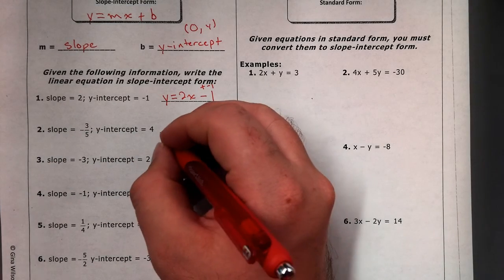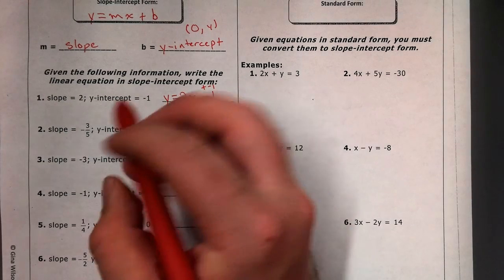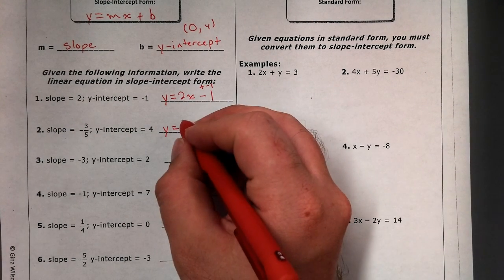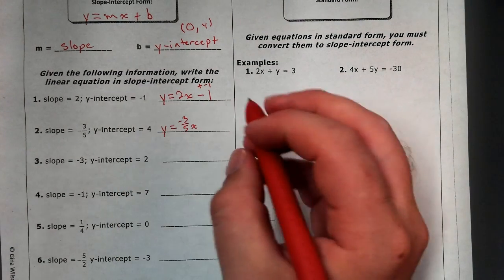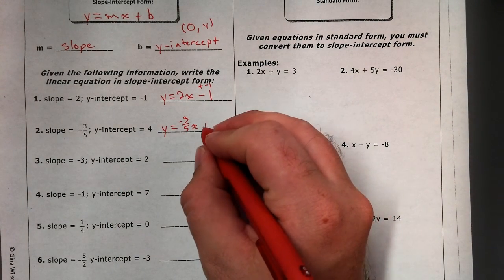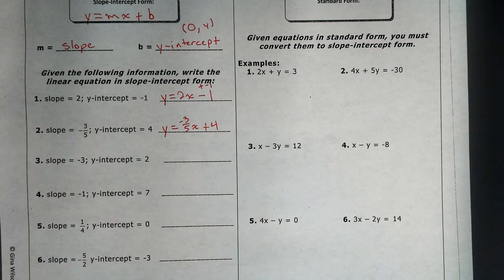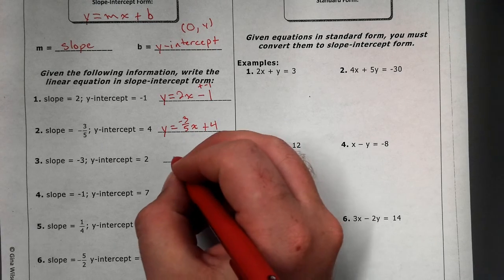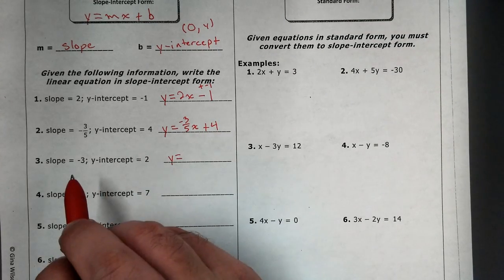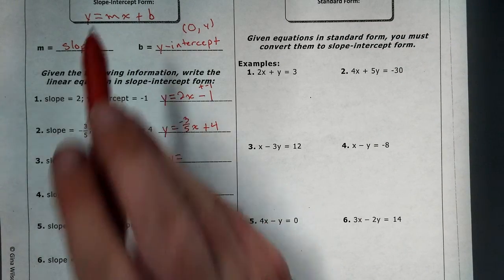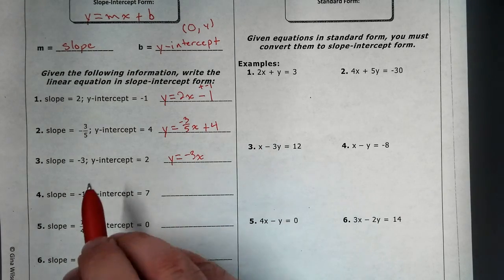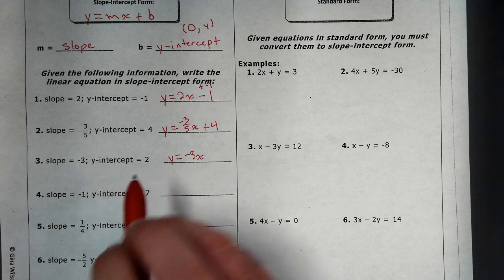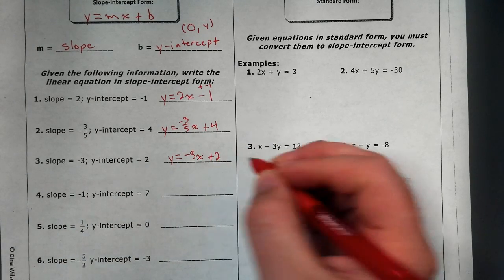Let's try another one. Y equals, and this time my slope is -3/5, so it's just going to be -3/5x. Y-intercept is +4, so it's +4. All right, number 3. Y equals, what's my slope? Remember, slope always goes for that m. -3, touching x. Y-intercept is +2, so write as +2.